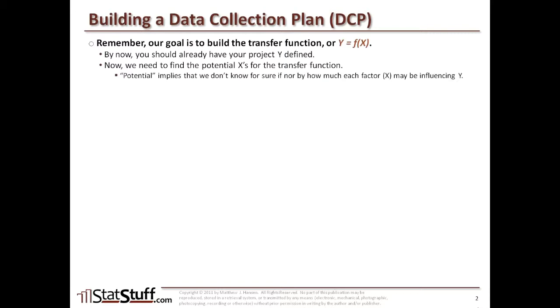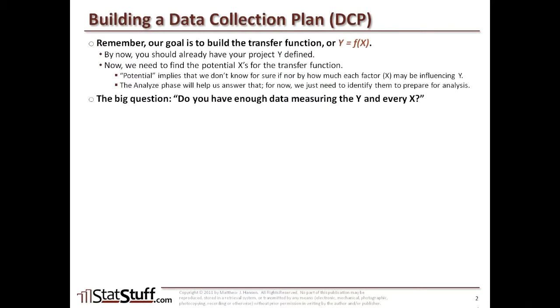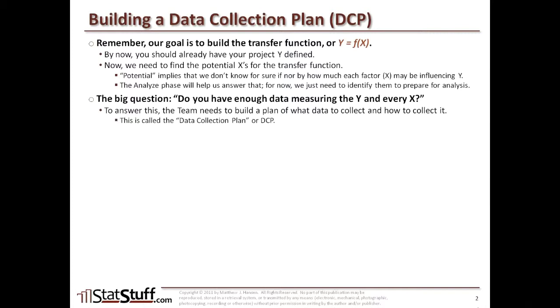So when we say potential, what we're implying is that we don't know for sure if, nor by how much, each of those x factors may be influencing the y. It's the analyze phase that's going to help us answer that. But for now, what we at least identify is how to prepare for that eventual analysis. So the big question we're trying to ask is, do you have enough data measuring the y and every x? In order to answer that, the team needs to build a plan of what data to collect and how they're going to collect it. And that collection process is what we call the Data Collection Plan, or DCP.